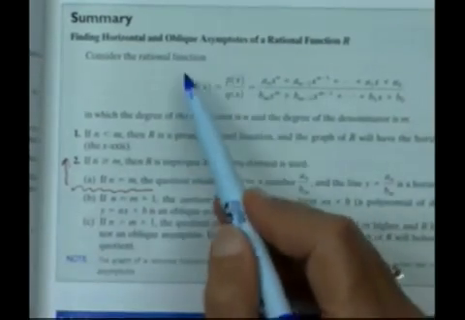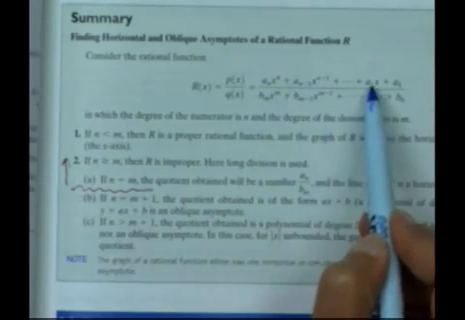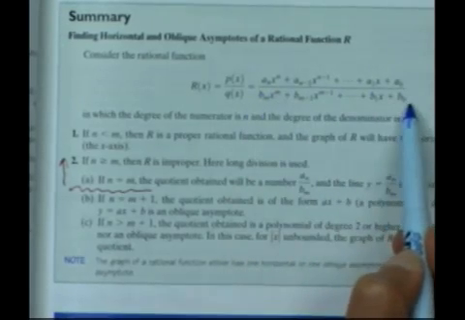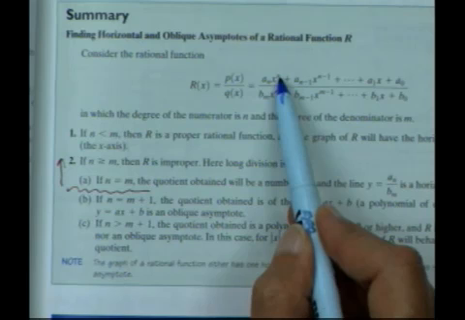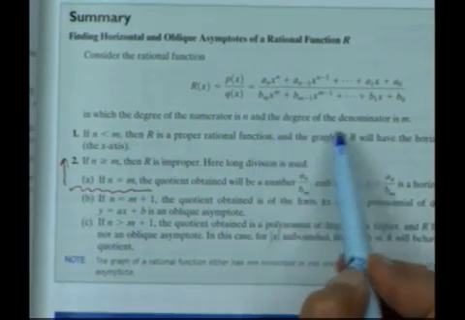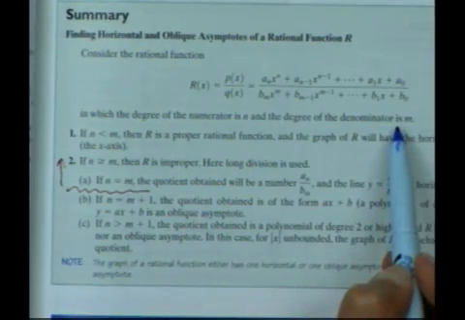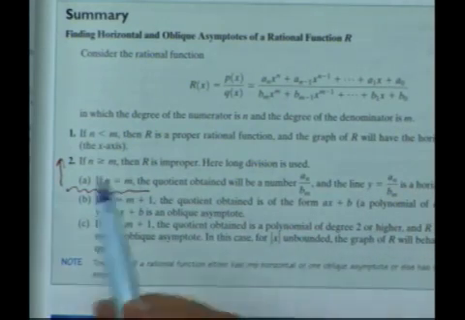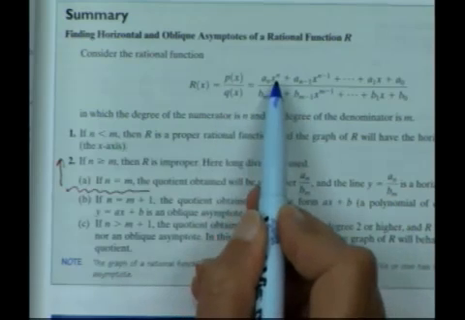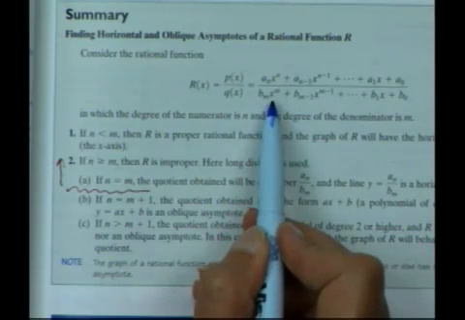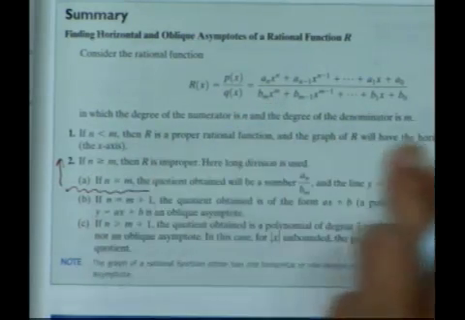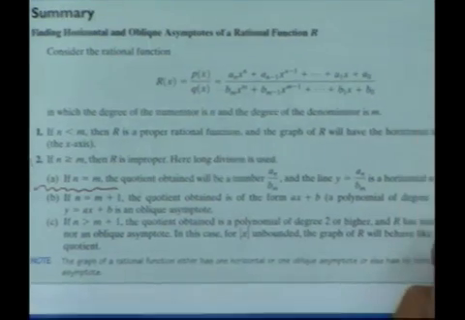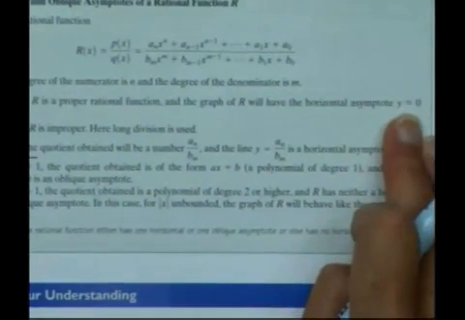Finding the horizontal asymptote. We're not worried about oblique in here. They're telling you to look at the rational function. Notice you have a polynomial in the numerator and a polynomial in the denominator, and n is the degree of the numerator, m is the degree of the denominator. When the degree of the numerator is less than the degree of the denominator, meaning the denominator has the biggest degree, then y equal to 0 is the horizontal asymptote. It's written right here for you.